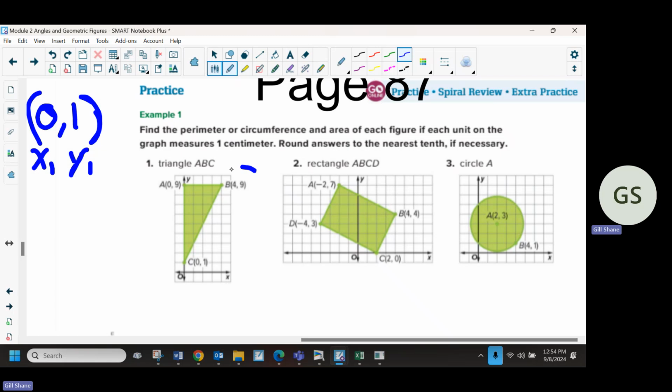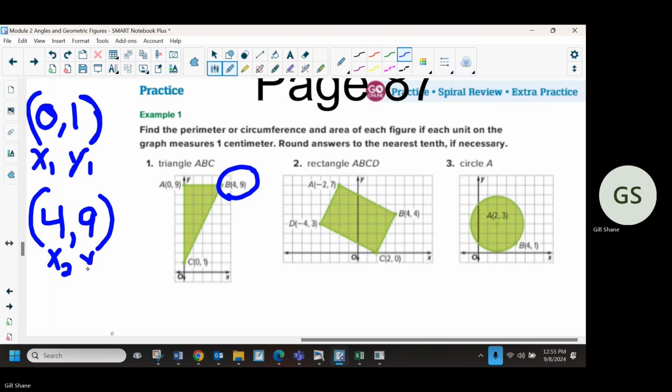So my second point would be that. So (4, 9) will be my x2 and y2. Getting there, we go. So now I just plug them in.